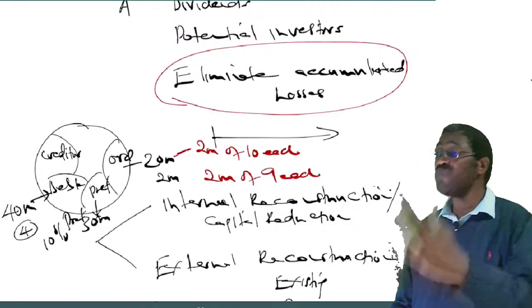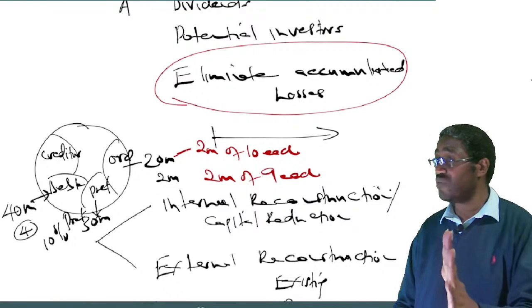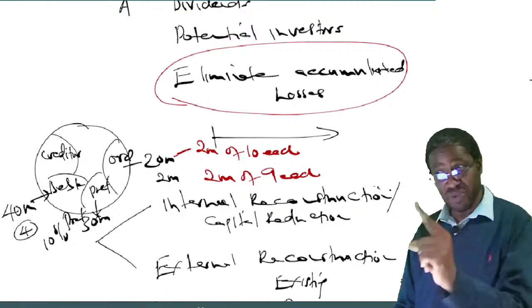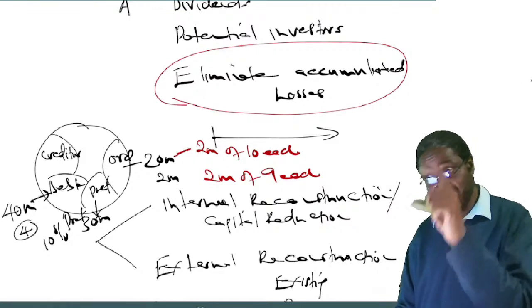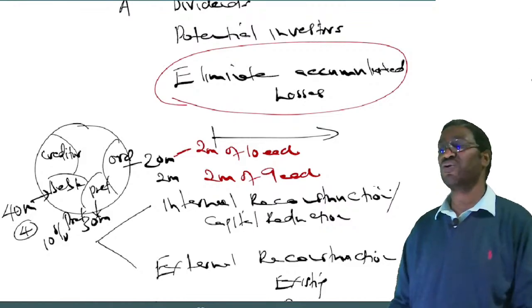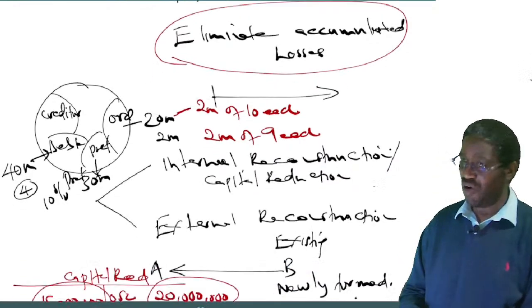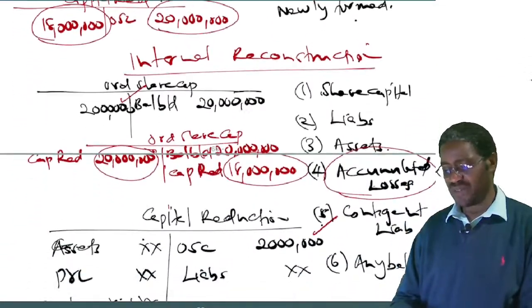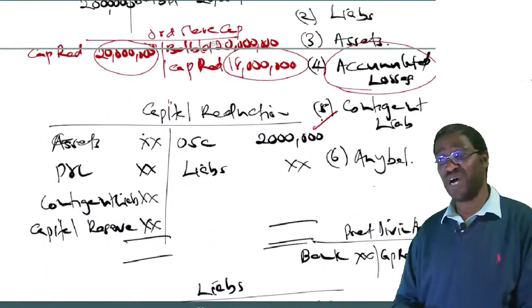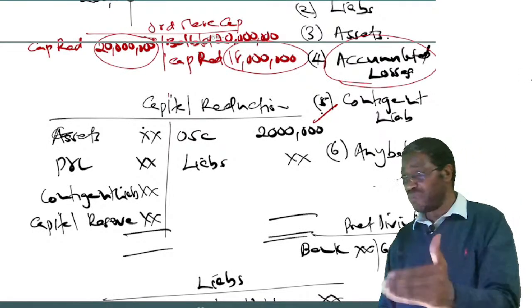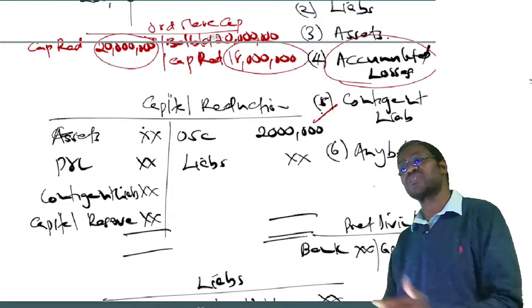Once you're through with implementing the scheme that the question will give you, before you start balancing the accounts, you should remember that accumulated losses must be written off. Good. Now, let's go back. That's our entry number 4. With accumulated losses written off, I told you debit capital reduction, you credit P&L.